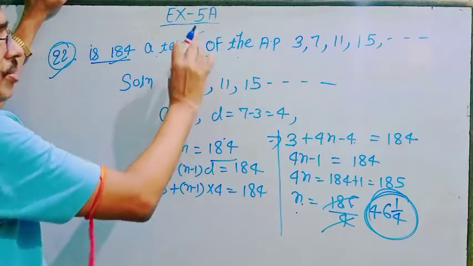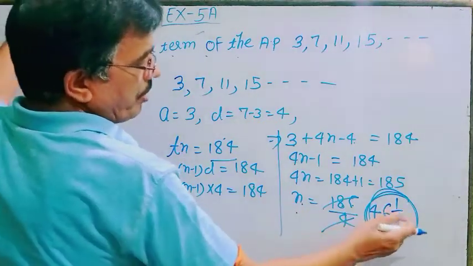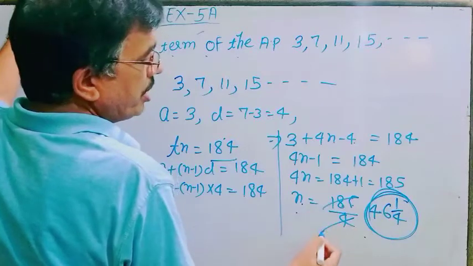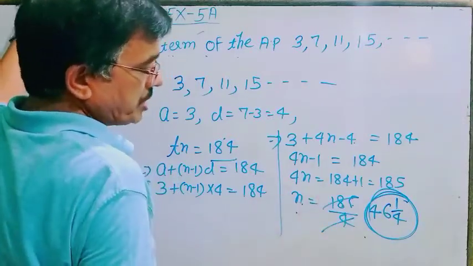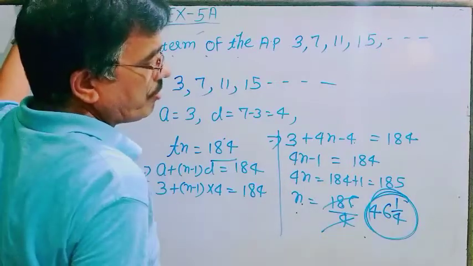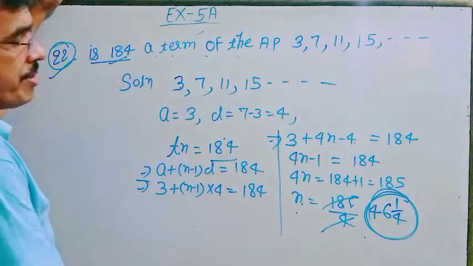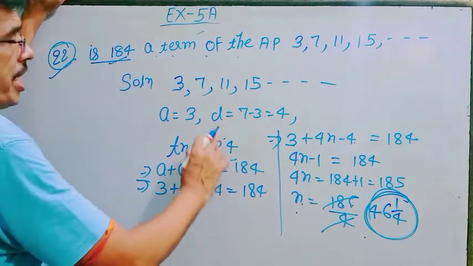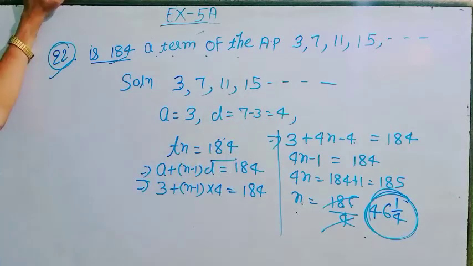A term of an AP is only possible when N is a natural number or whole number. It is never in the form of a fraction, it is never a mixed numeral, it is never a decimal, and it is never negative. So we can say that 184 is not a term of the AP.